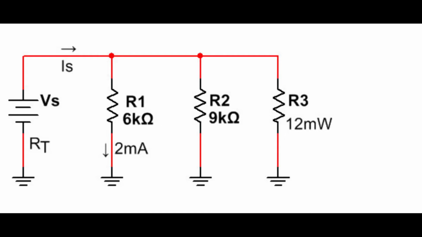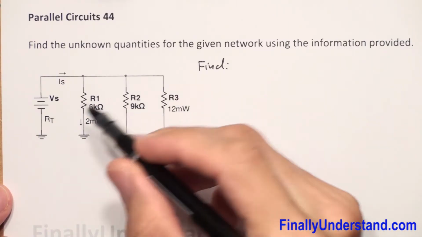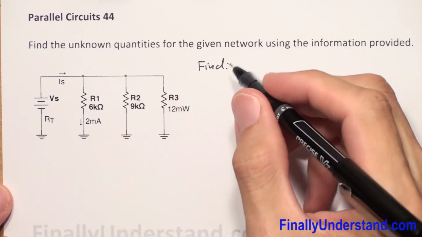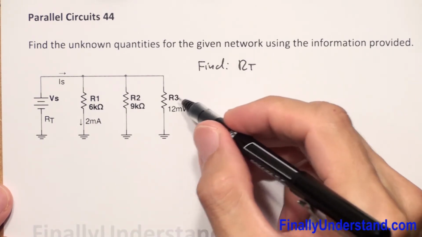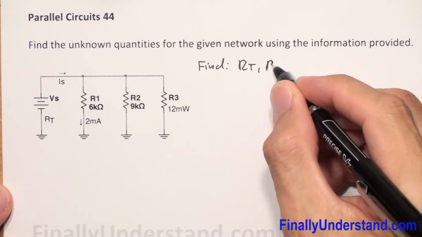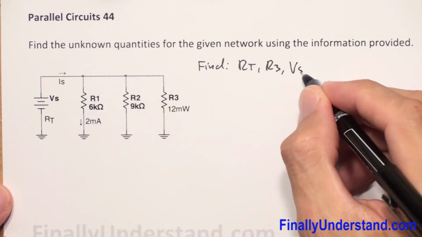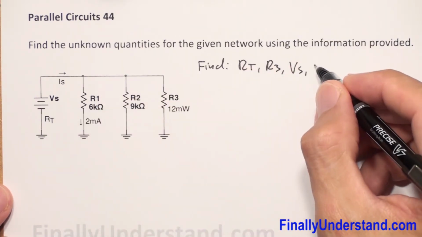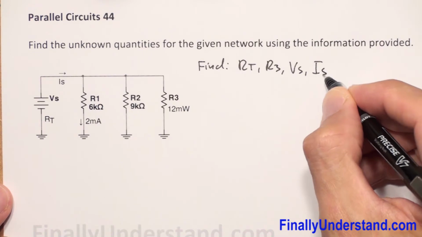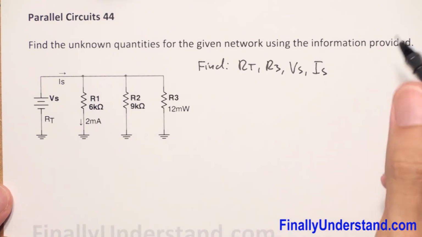Let's take a look at this example. Let's check what we have to find first. So I have to find... We do not have R total. We do not have R3. We do not have voltage source. We do not have I source, in other words I total. Okay, and this is basically it.